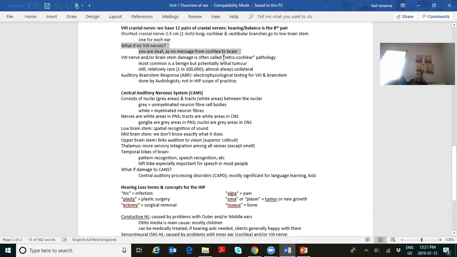8th nerve pathology is often called retrocochlear pathology because it's behind the cochlea, retro to the cochlea. You can get a tumor there, and it's benign, but it can kill you. Okay, so if you have an 8th nerve tumor, you've got to get it removed. ABR, auditory brainstem response, is a test that audiologists, not you, but audiologists do in order to detect 8th nerve tumors. What are audiologists? I'm an audiologist.